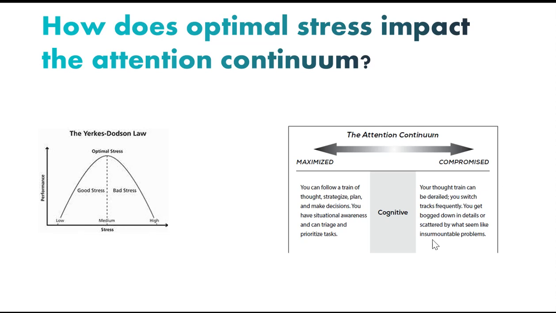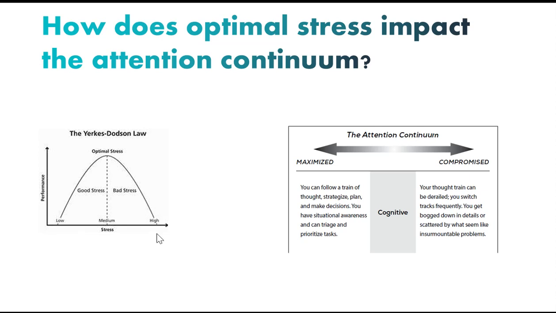When it's compromised in the cognitive domain, basically our thoughts are not on task. We're switching tasks too frequently. We're getting bogged down in details that aren't helping us solve our problems, and we're unable to synthesize the information that we have. When it's maximized, we're following our trains of thought. We're able to strategize, plan, make decisions. We have an awareness of situations and we can prioritize.